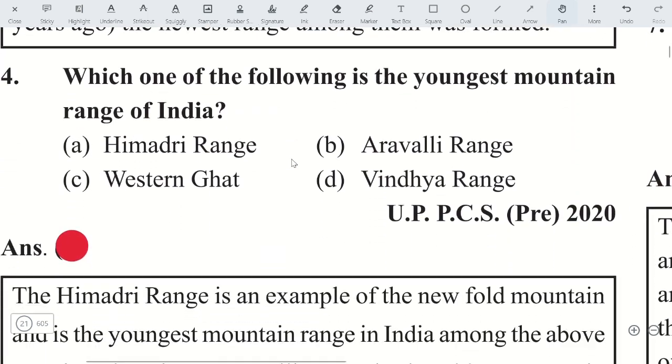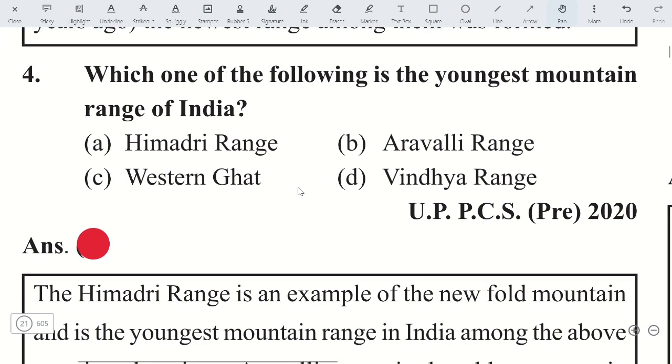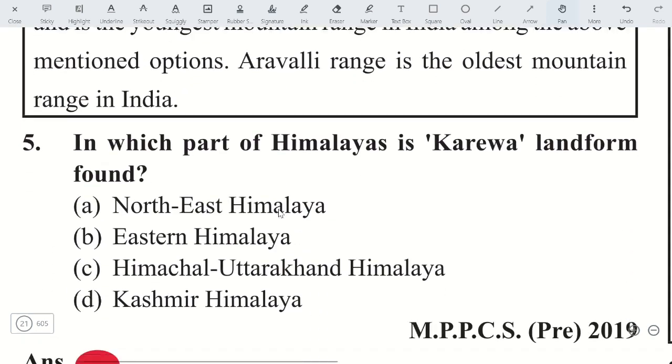Let's check out the next question. Which one of the following is the youngest mountain range of India? It is Himadri. Great Himalaya is called Himadri. And the option will be A. Aravalli is in Rajasthan, Western Ghat is in the western coastal area of India, and Vindhya range is in the middle of India.